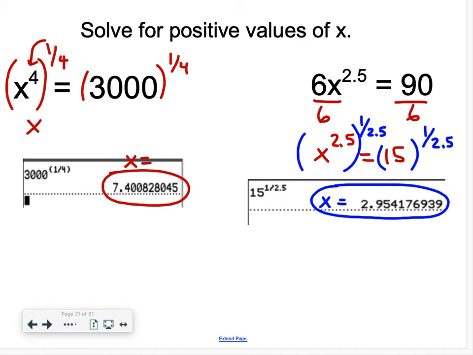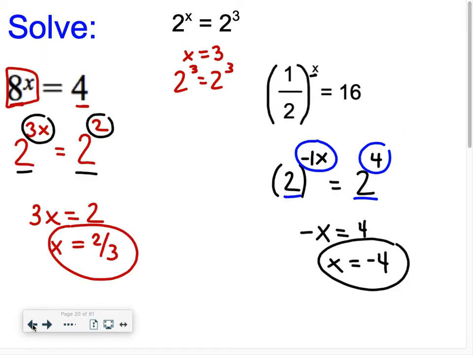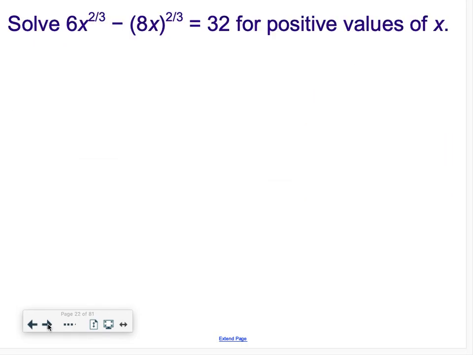So they're pretty quick solving, but you're going to have to wrap your head around the difference between these power functions and these exponential functions. So spend some time looking at those.